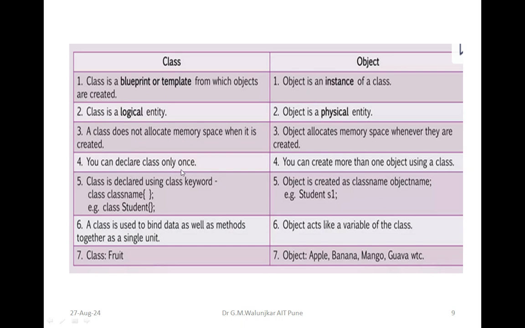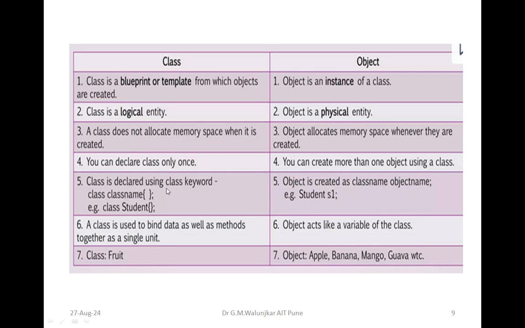Then you can declare a class only once. You can create more than one object using a class. That means for the same class, you can have multiple objects. For student, you can have Ravi, Amol, Anil. So these are nothing but different objects for the student class.